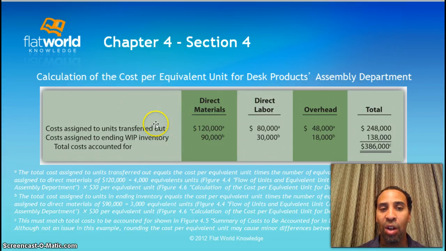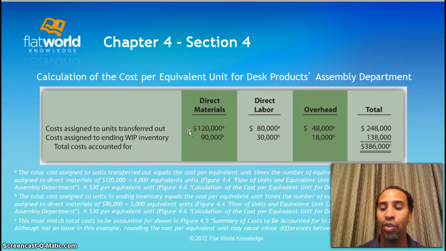So, cost assigned to units transferred out. You see that's 120,000, 80,000, and 48,000. Well, you say, where do we get those numbers from? You can read the legend down here and it'll tell you exactly where you get the numbers from.